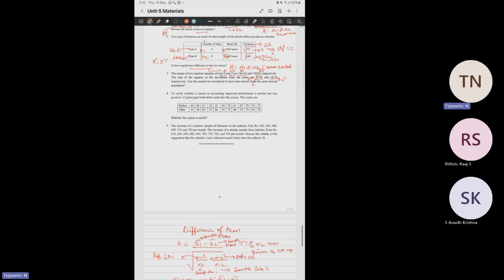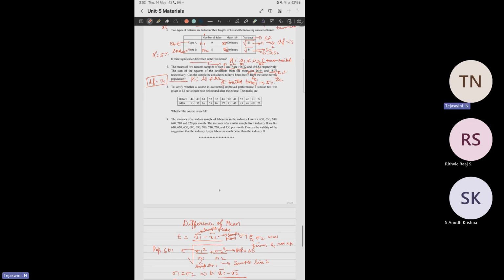From this, we can find S1 and S2 by taking the square root, and then we will have to see if it is drawn from the same normal population. That is, H1 will be mu1 is not equal to mu2, the alternative hypothesis. So it is a two-tailed test at 5% level of significance, since level of significance is not given. Degree of freedom will be 9 plus 7 minus 2, which will be 14.